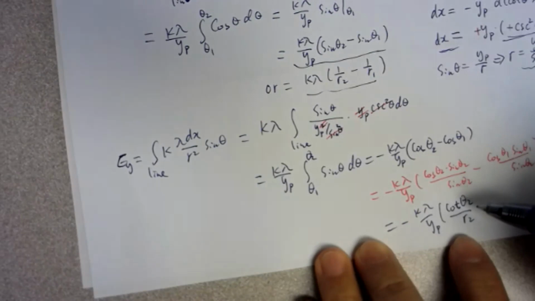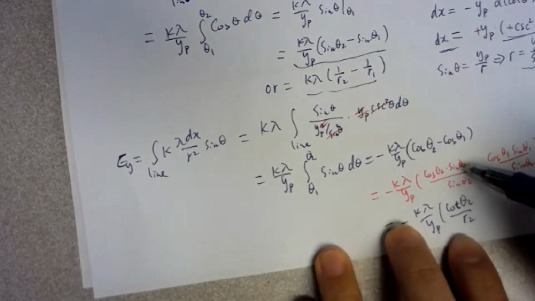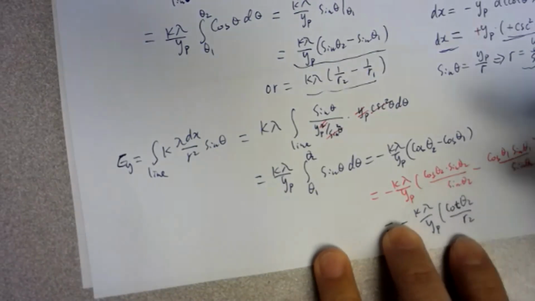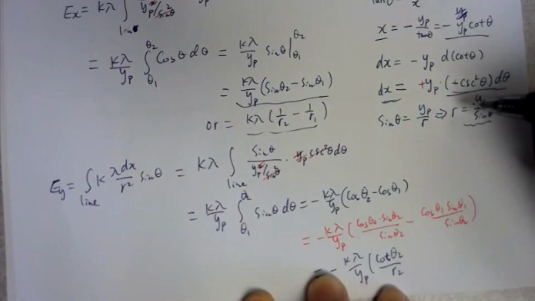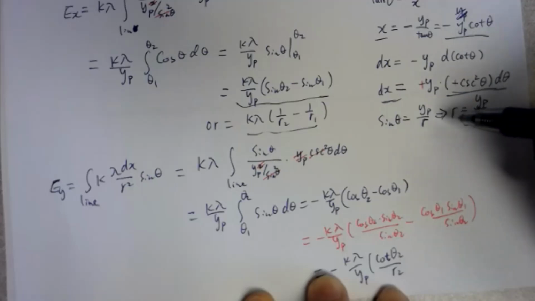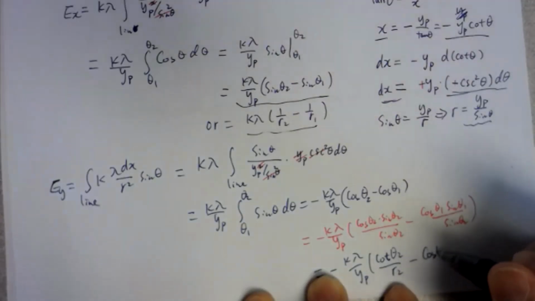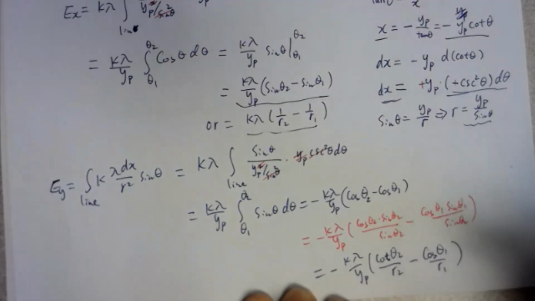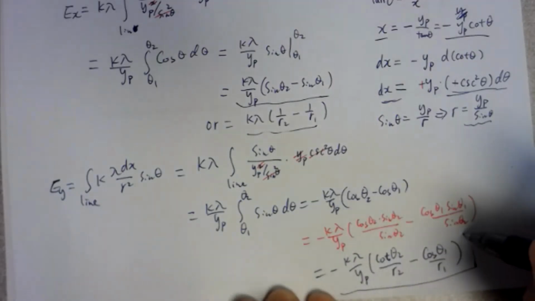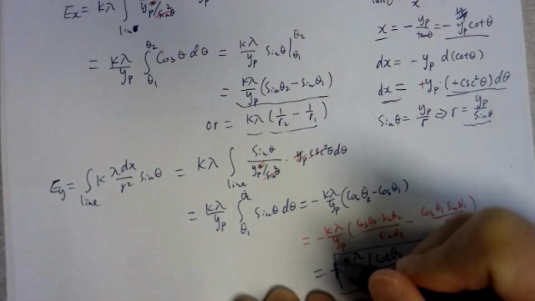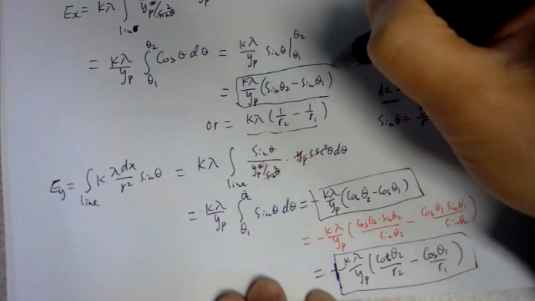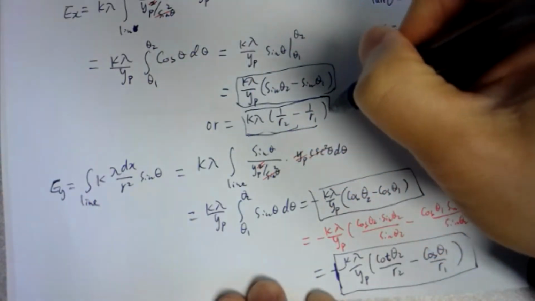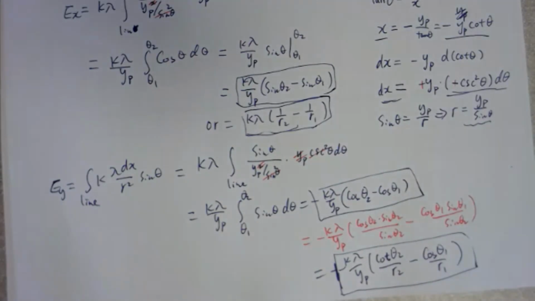The 1 over r2 comes from sine theta 2 over yp, because r equals yp over sine theta. So if you do yp over sine theta 2, it gives you r2. Then minus cotangent of theta 1 over r1. So this is what you have for the y, and for the x you have either this one or that one. That's where the result comes from in the PowerPoint slide. So let's go back to the PowerPoint slide.